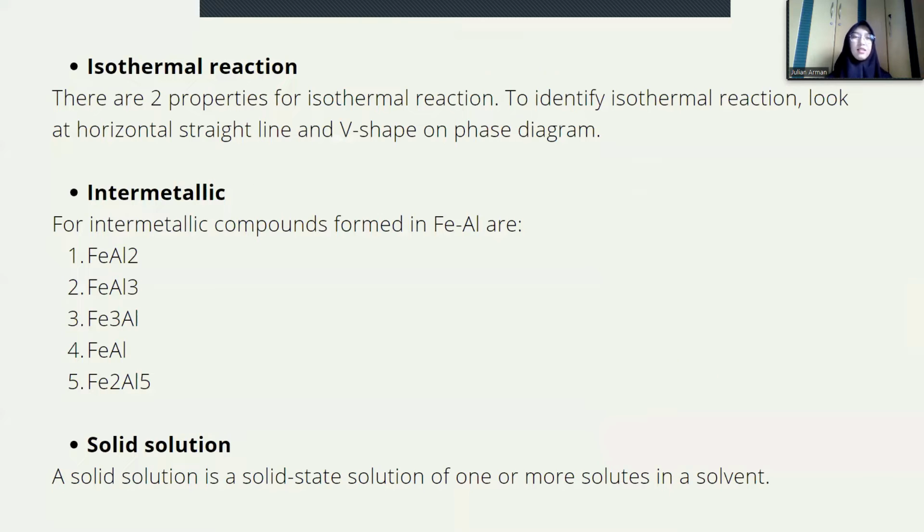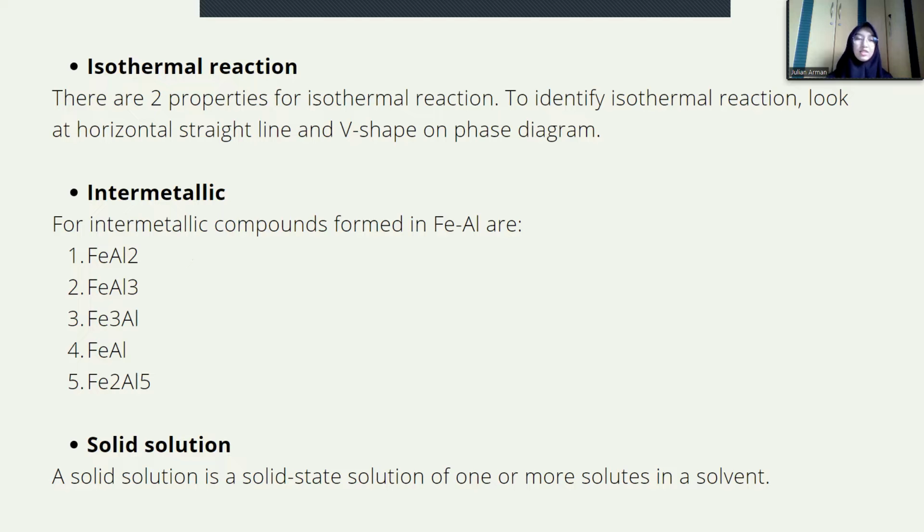Isothermal reaction. There are two properties for isothermal reaction. To identify isothermal reaction, look at horizontal straight line and V-shape on the phase diagram. Intermetallic. For intermetallic compounds formed in FeAl, there are FeAl2, FeAl3, Fe3Al, FeAl, and last is Fe2Al5.